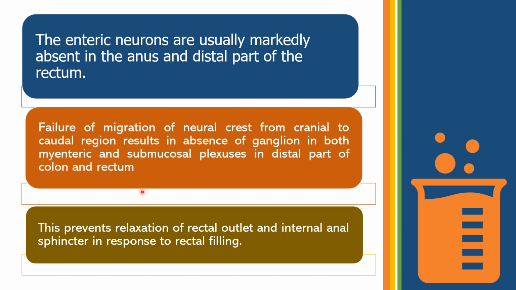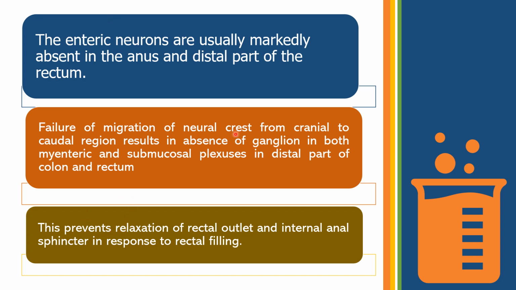If these plexuses are absent, that will prevent the relaxation of the rectal outlet and internal anal sphincter in response to rectal filling. So what happens normally when the rectum fills with feces? There will be relaxation of the rectal outlet, and the internal anal sphincter will relax, so feces will go out. But in this case, as these neuronal cells are absent, there will be no relaxation of the rectal outlet, and the internal anal sphincter will not relax. And what will happen then?